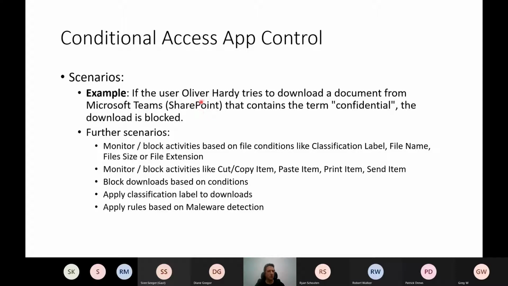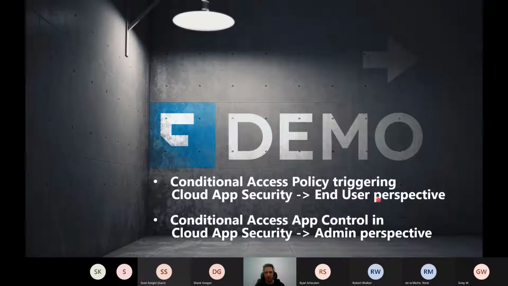Let's say, for example, there's a user called Oliver Hardy, whatever, who tries to download a document from a Teams channel. So it means it's stored in SharePoint. And this document is labeled as confidential. And because of this, the download is blocked. Or even other scenarios, which you can see here in these examples. But let's do a demo to give you an idea of the end user perspective. And after I show you the end user perspective, I show you how this is set up from the admin perspective.